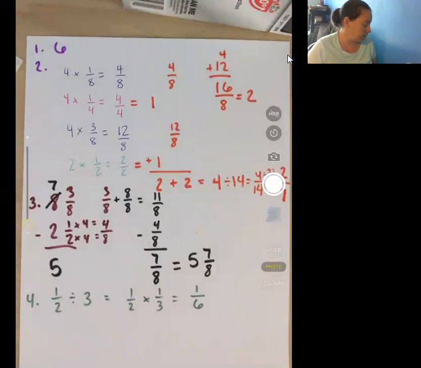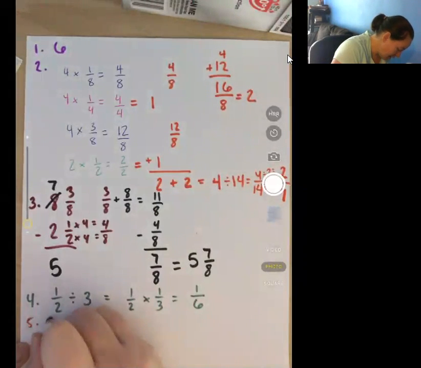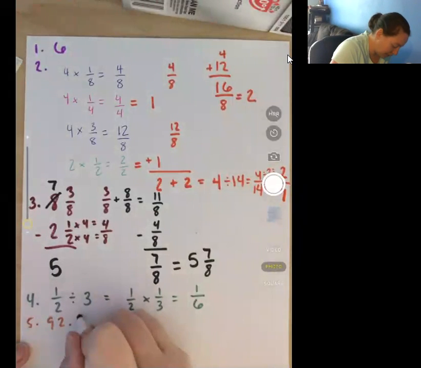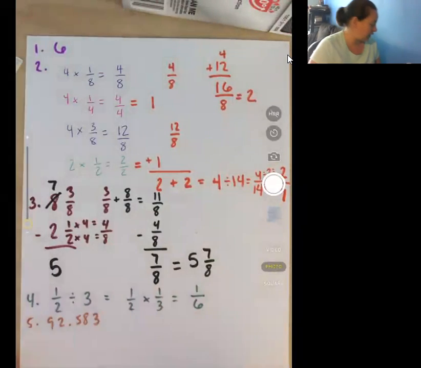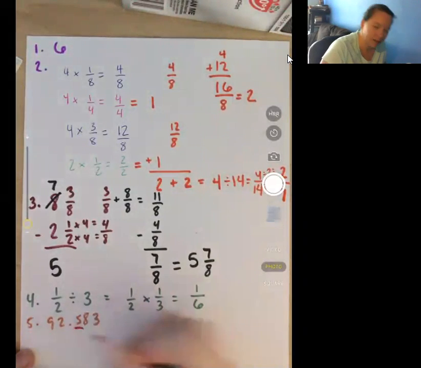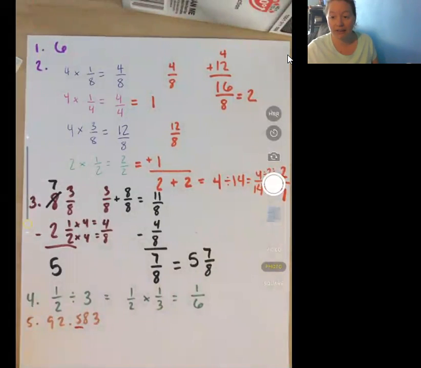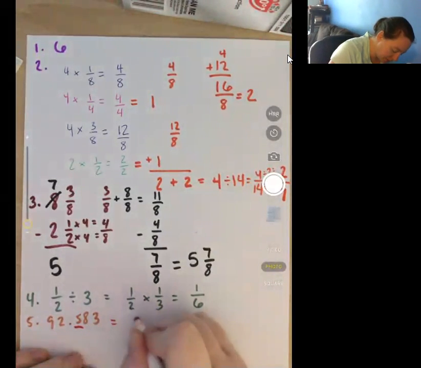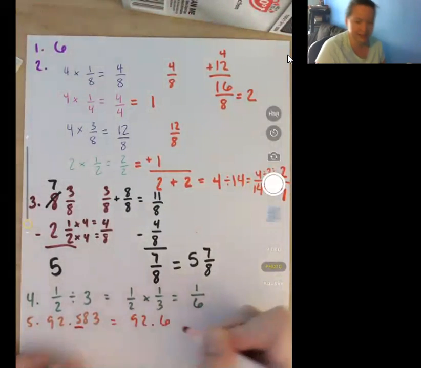Number 5. What is 92 and 583 thousandths rounded to the nearest tenth? So the nearest tenth is right here. That's the tenth. So the 5 goes and knocks on the neighbor's door. The 8 says, go up, and it becomes 92 and 6/10.